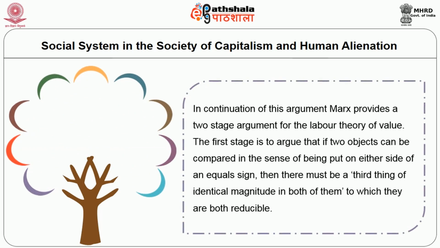In continuation of this argument, Marx provides a two-stage argument for the labor theory of value. The first stage is to argue that if two objects can be compared in a sense of being put on either side of an equal sign, then there must be a third thing of identical magnitude in both of them, which they are both reducible to.